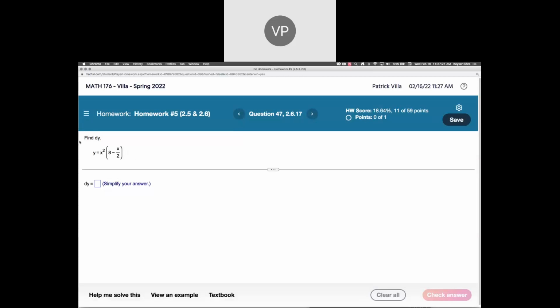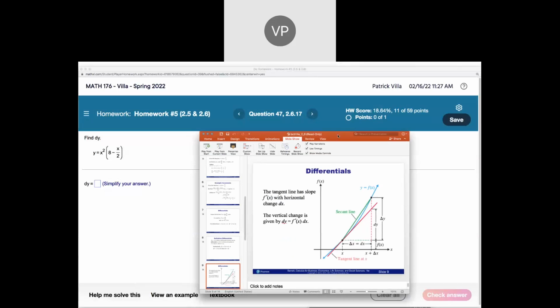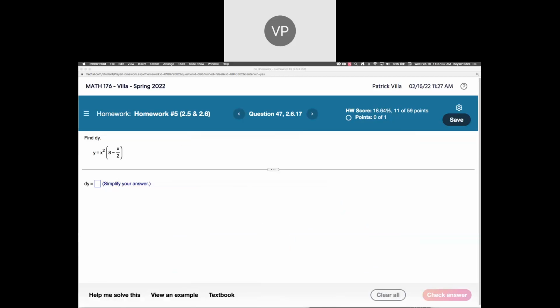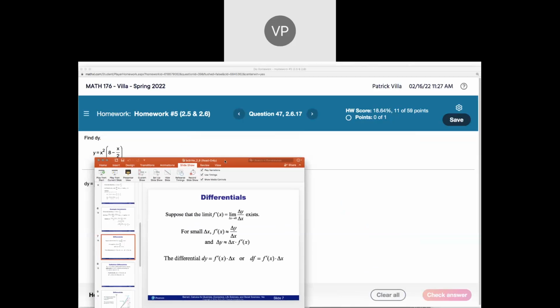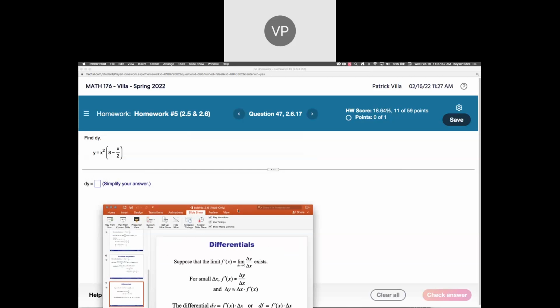All right, so we have a function, y equals x squared times the parenthesis x minus x over 2. Once again, they want us to find dy. Make sure you know what dy is. This is talking about the tangent line right here. Okay, so do you remember your other formula? We had that one that told us how to find dy. Let me pull that slide up right there. Remember, dy is the derivative times delta x.